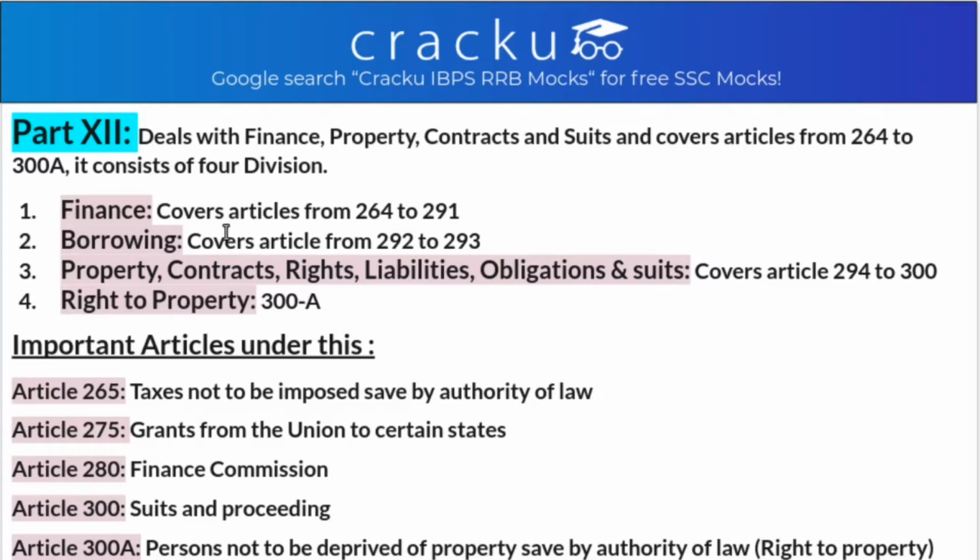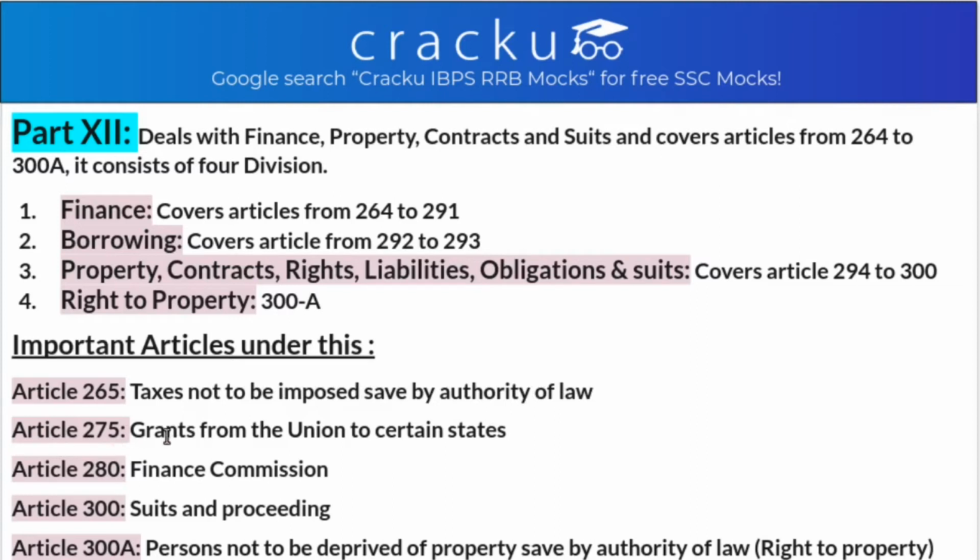So let's see finance. This covers articles from 264 to 291. Borrowing covers articles from 292 to 293. Property, contract, right, liability, obligation and suits cover articles from 294 to 300, and right to property, as said earlier, 300A. So important articles under this: article 265, that says taxes not to be imposed save by authority of law.